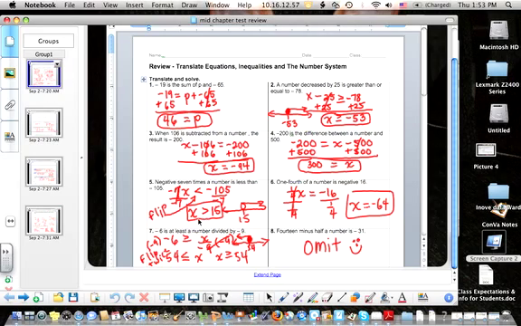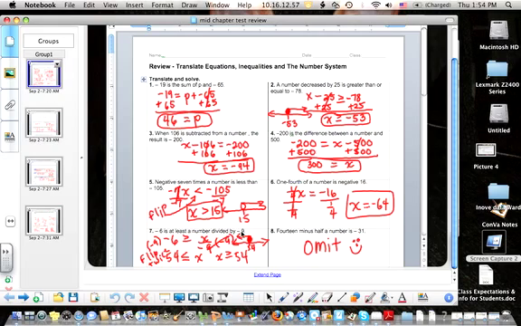However, on number 7, if you translate it literally the way the problem says, it says 6, negative 6, so we have that, is at least. Remember, the phrase "at least" means greater than or equal to. That's kind of a confusing one. You would think at least would be less than, but it's not. It's greater than or equal to.